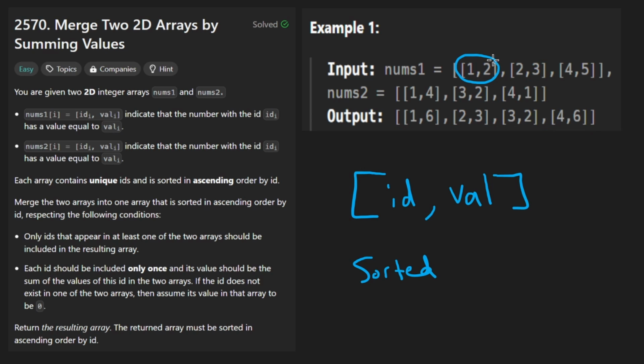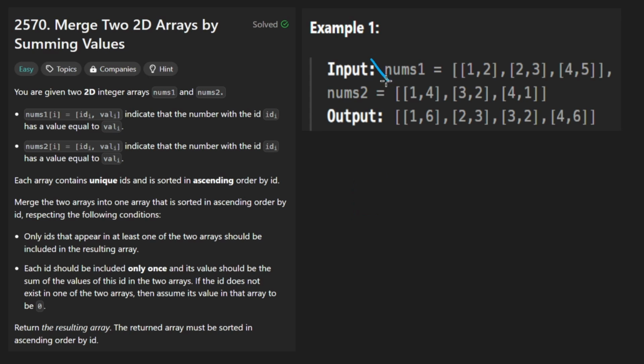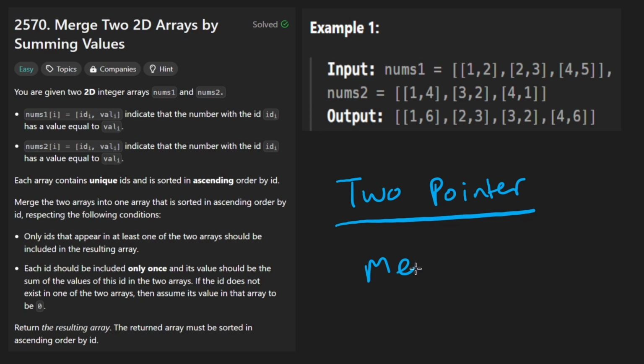For the first pair, notice how they have the same ID. So we want to merge these two pairs together. The result will have the same ID 1, but the values will be summed together. So we will take 4 and 2, and then it'll become 6. And the ID will be 1. Given that both of these are sorted, we can do this with a two-pointer approach, pretty much exactly like the merge step in a merge sort.